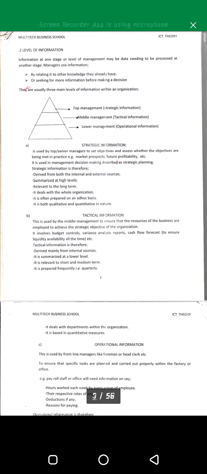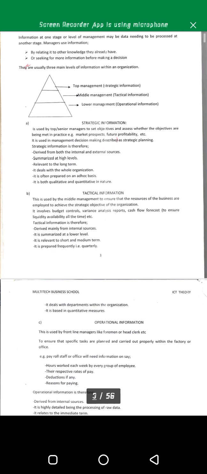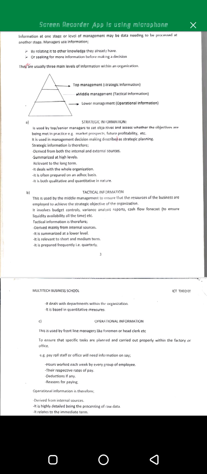Let's talk about strategic information. Strategic information is used by top or senior managers. Those are people at the very top of the organization, the bosses, the CEOs, the big managers. So strategic information is used by top or senior managers to set objectives and assess whether the objectives are being met in practice.